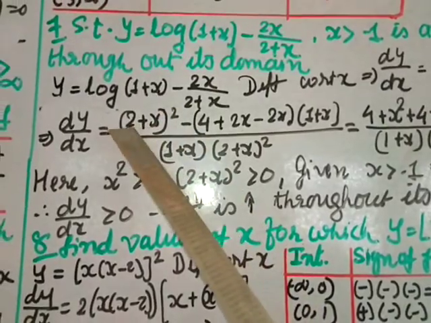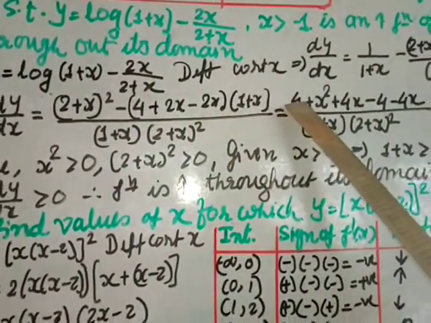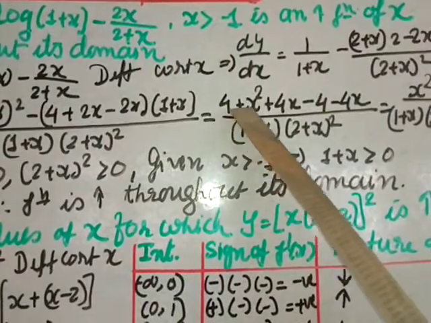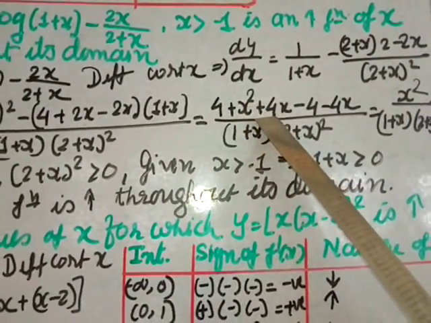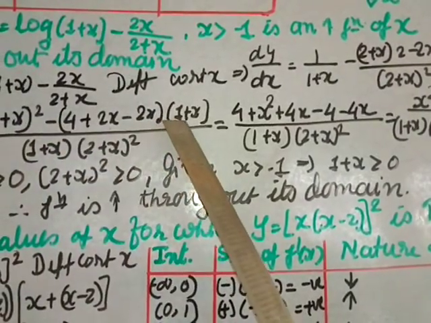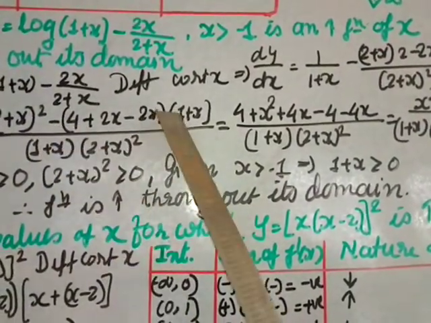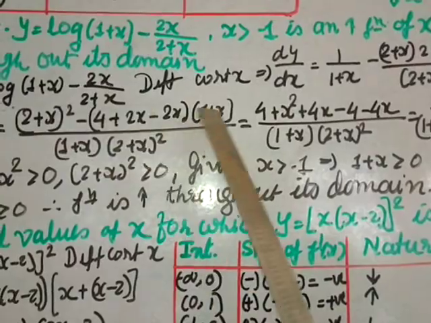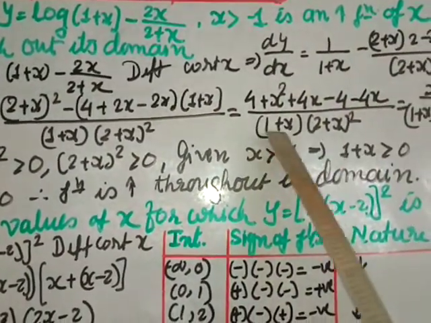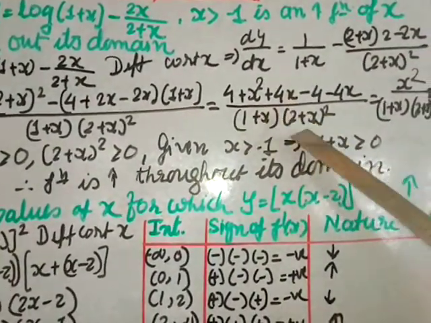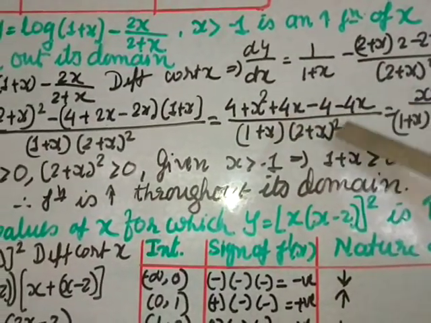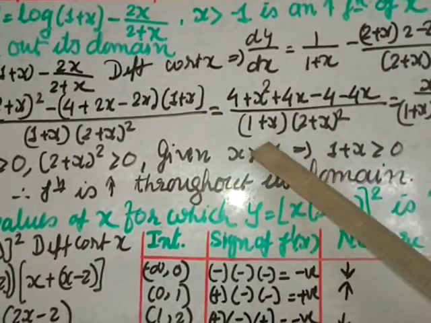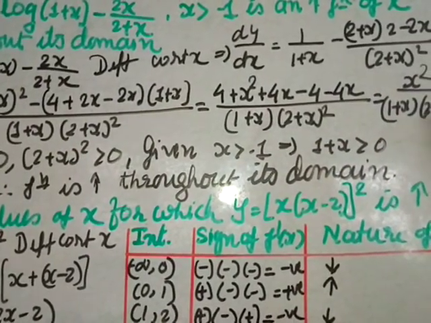Then here remains 2 plus x whole square. So I am expanding this, a plus b whole square. See, I have expanded here: 2 square is 4, 4 plus x square is x square, plus middle term 2 into 2, 4x. Then here minus 4 and I am multiplying here: minus 4 into 1, minus 4, minus 4 into x, minus 4x, and denominator as it is. So here you can see plus 4 minus 4 will cut, 4x minus 4x cut, remains only x square divided by 1 plus x, 2 plus x whole square.